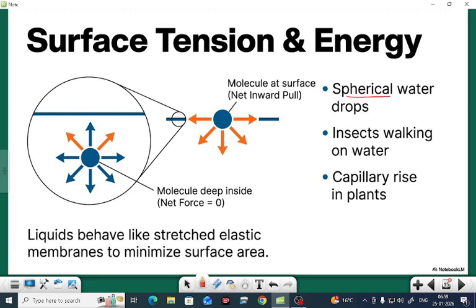Spherical water drops are due to surface tension. Insects walking on water are due to surface tension. Capillary rise in plants, all are cases of surface tension. Liquids behave like stretched elastic membranes to minimize surface area.